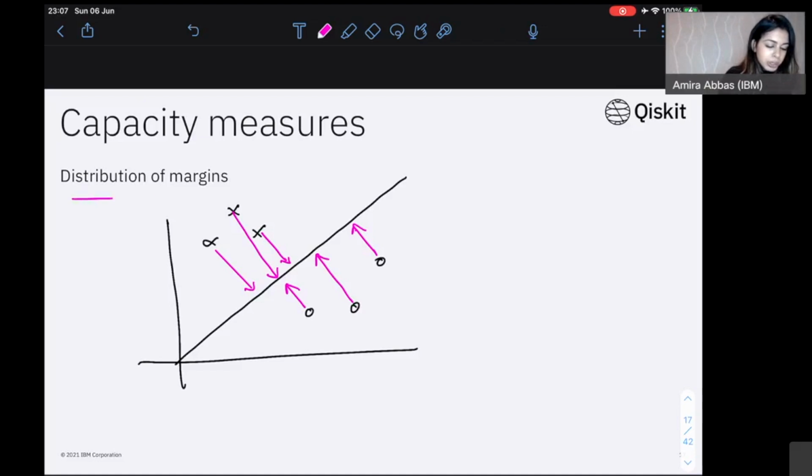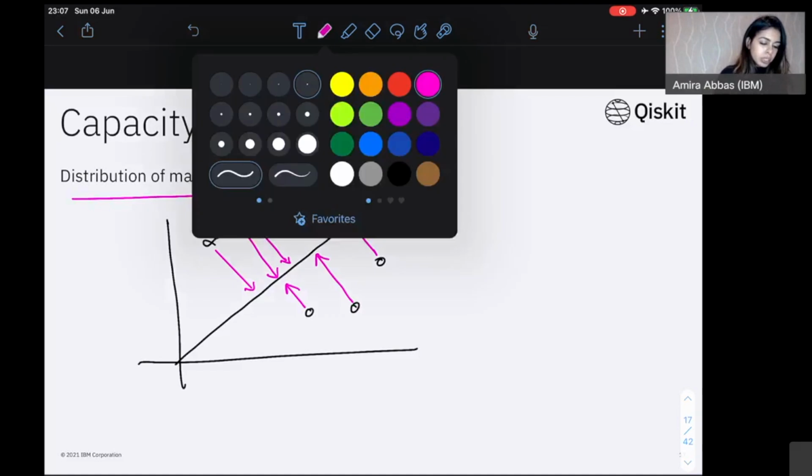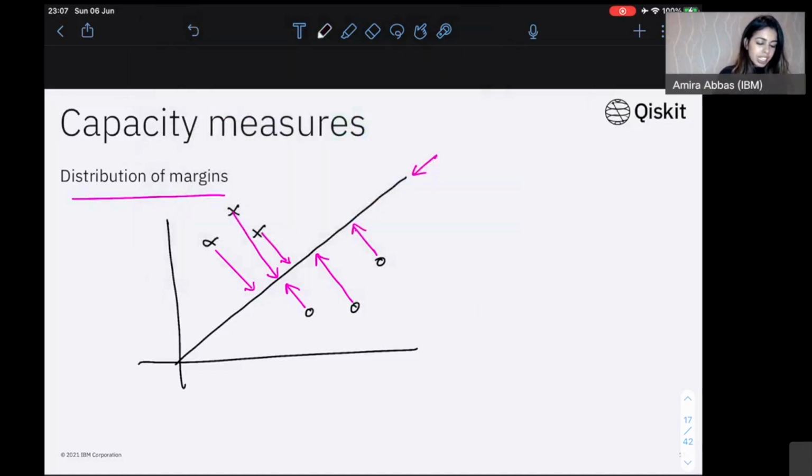And the distribution of these margins is simply the distribution of these distances of the data points after we have a trained model. So what was argued was that this distribution of the margins of our data, with a particular trained model in mind, should give us perhaps a way to think about capacity that incorporates the distribution of data.